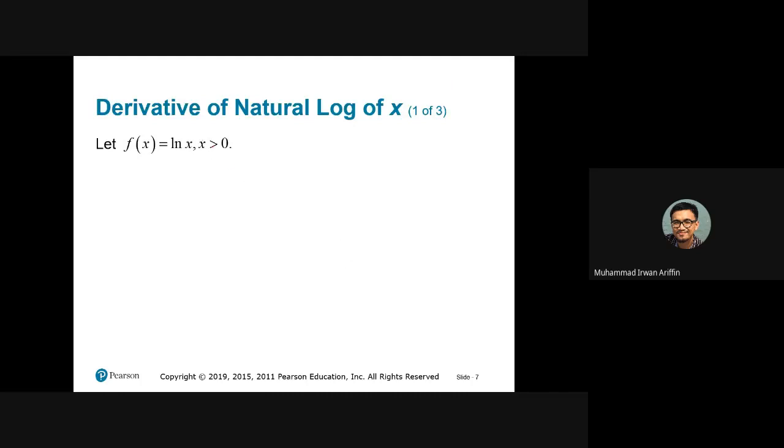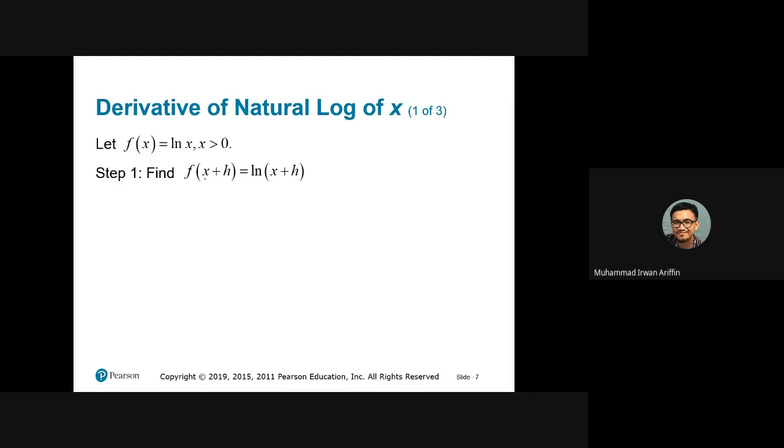So next would be, how do we find the derivative of natural log of x? Of course, later on you'll be exposed to the very easy, straightforward shortcut formula. But let's say we want to find it one step at a time.